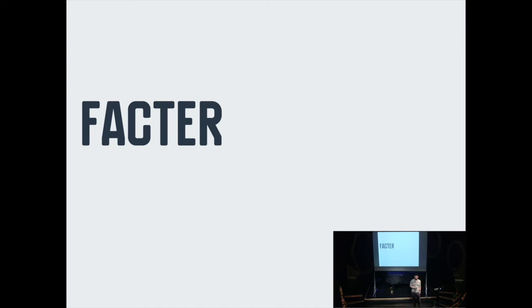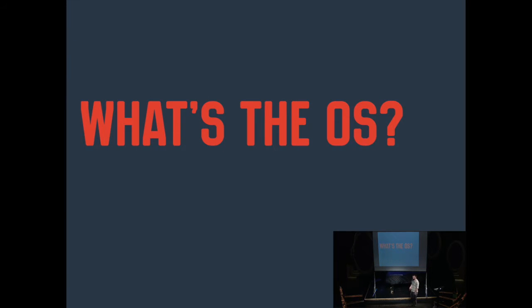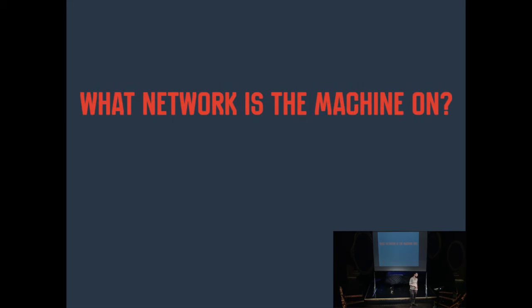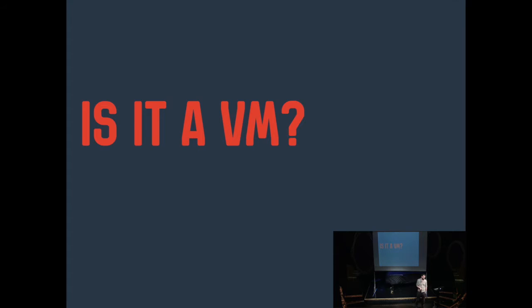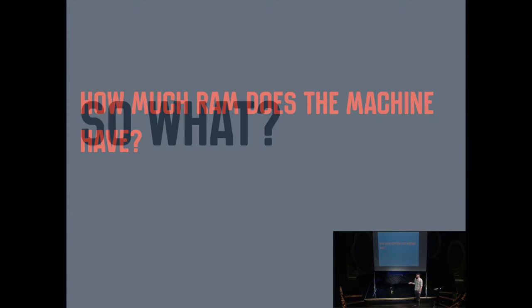And Factor is a tool that is installed alongside the Puppet tool, so it works in conjunction with it. It gives you little bits of information about the machine it runs on. They're called facts. Factor runs at the start of every single Puppet run, and it returns information to the server. So it gives you information like what operating system we're running, what network the machine is on, are we running on a VM, how much RAM does the machine have.